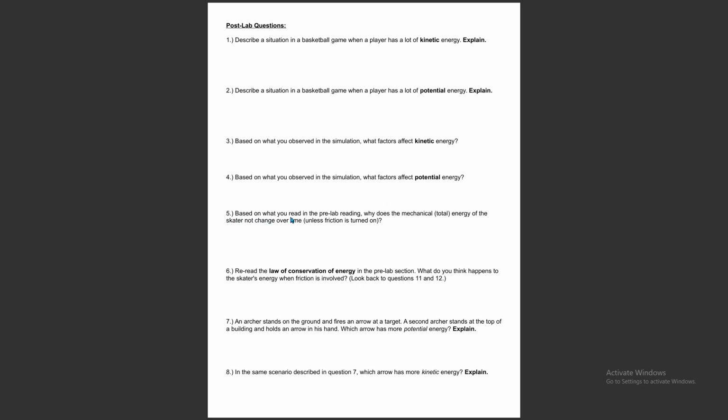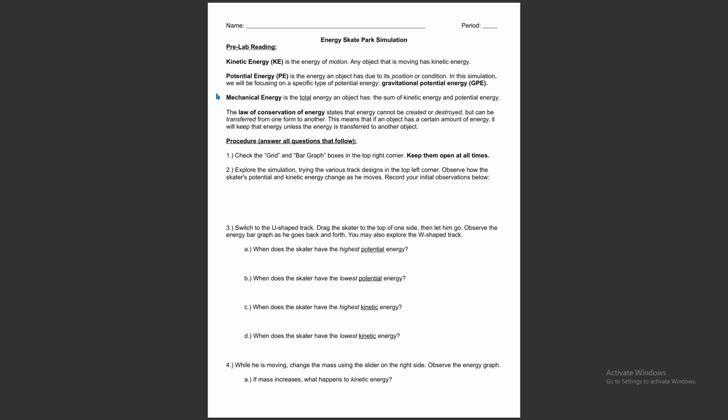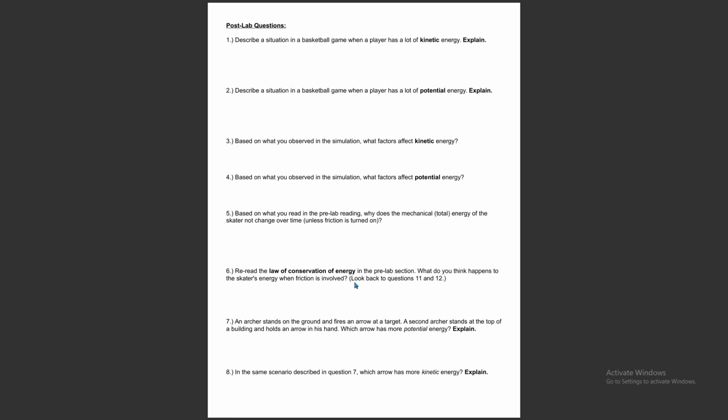Number five, based on what you've read in the pre-lab reading, why does mechanical energy of the skater not change over time unless there's friction turned on? So look back in the pre-reading at the beginning, and that should help you with question number five. Reread the law of conservation of energy in the pre-lab section. You need to go back all the way up to the top. That's mechanical energy. And the second or fourth one is the law of conservation of energy. What do you think happens to the skater when friction is involved? Look at questions 11 and 12.